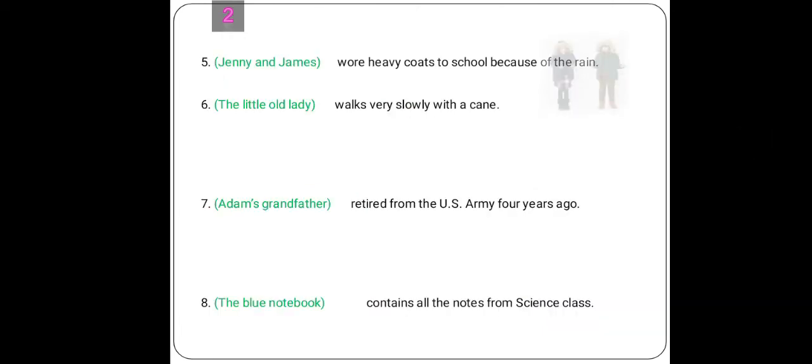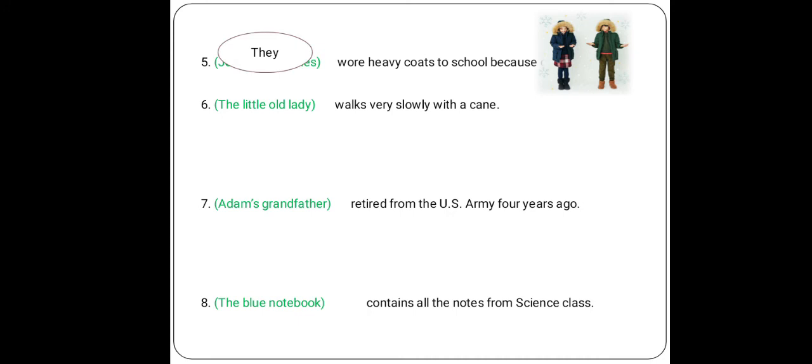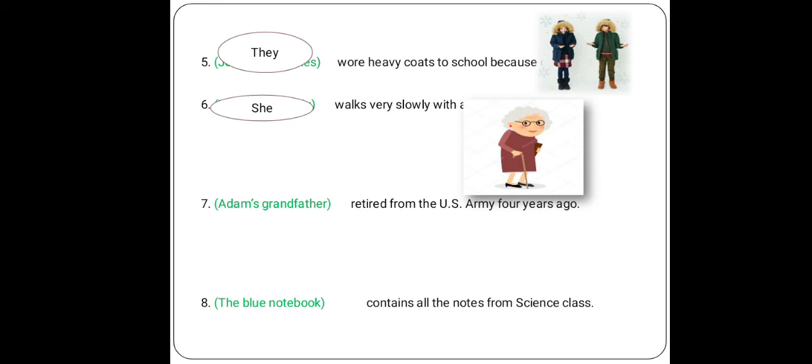Next. Jenny and James wore heavy coats to school because it's raining. So Jenny and James becomes they. Next, the little old lady walks very slowly with a cane. So here in the picture, as you see, the old little lady is walking very slowly. She's using a cane and she's walking very slowly. So the little old lady becomes she.